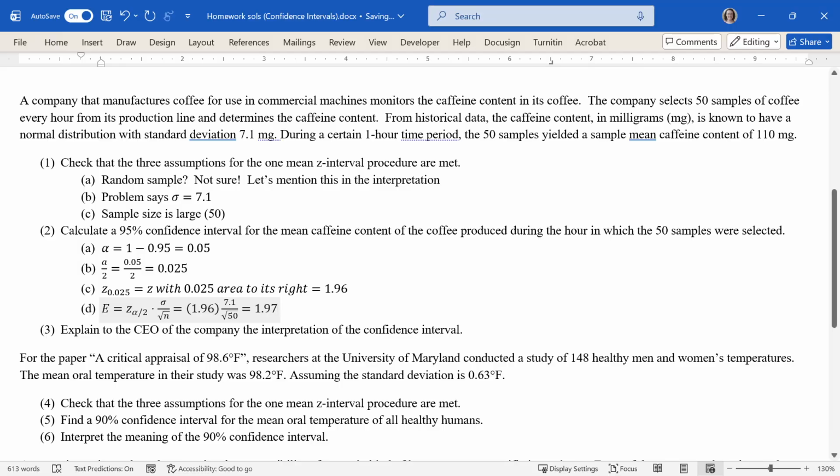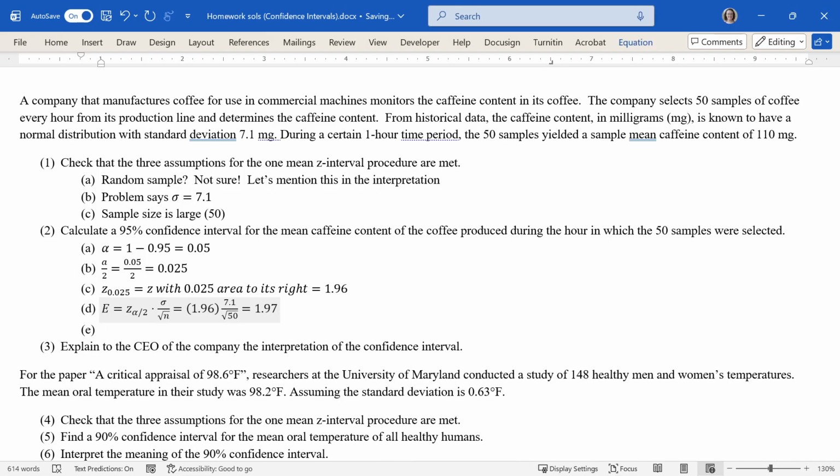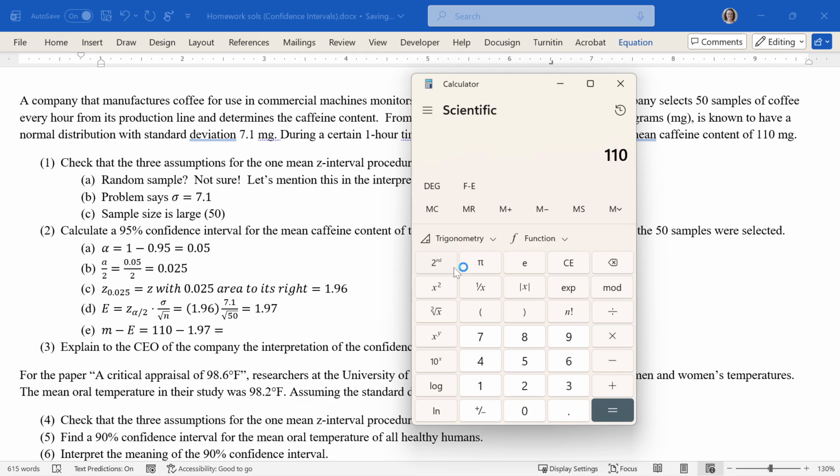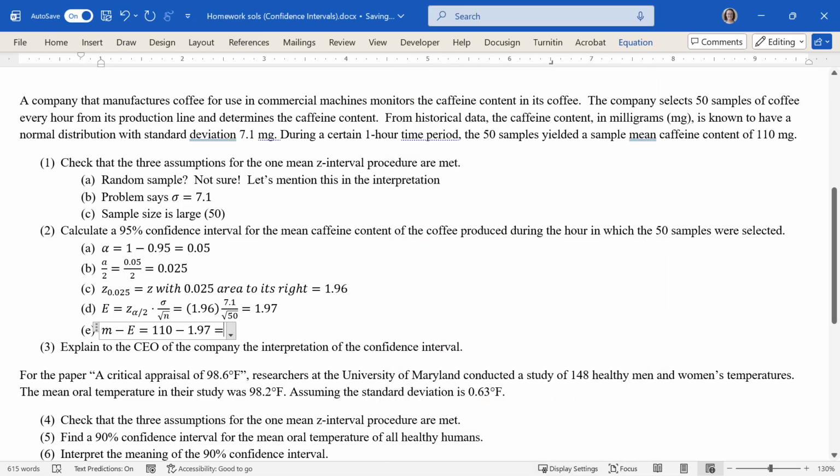So the last step for the confidence interval is I just add and subtract the margin of error from the sample mean. So I'm doing M minus E. The sample mean was up here, 110. So 110 minus 1.97. This is rounded to integers, and this is rounded to 2 decimal places. I need to pick somewhere in between those two to round to. So 110 minus 1.97, let's just round that to 108.0.